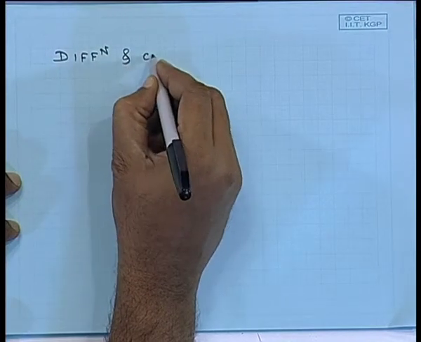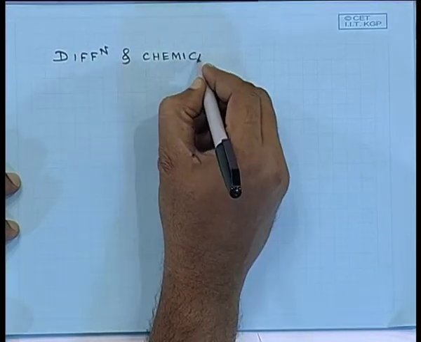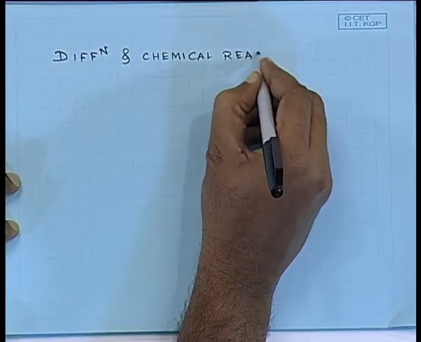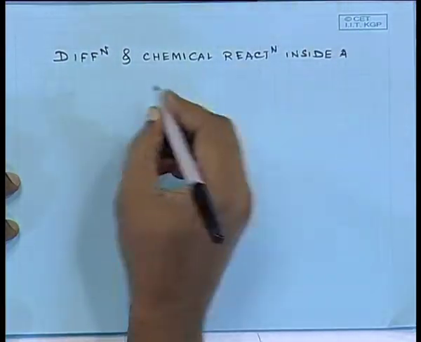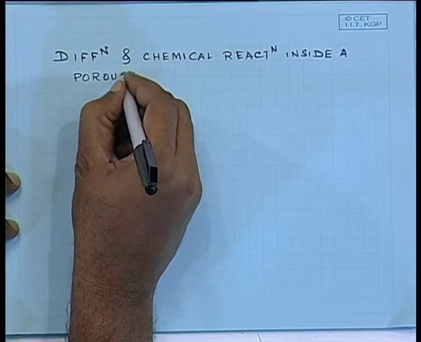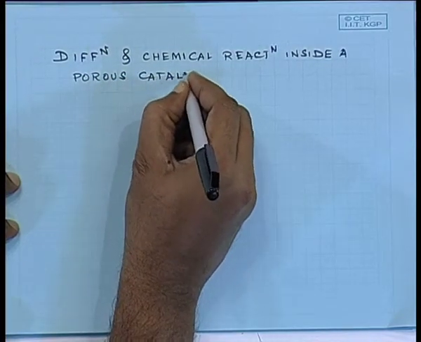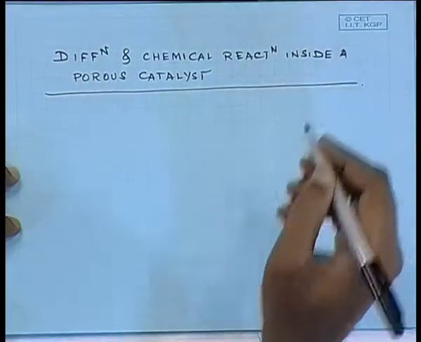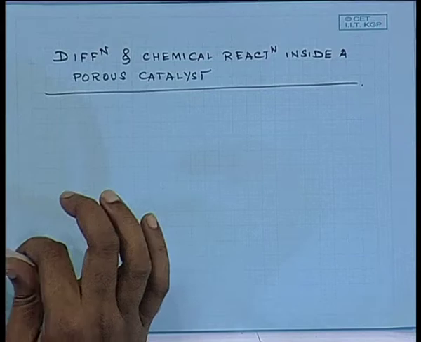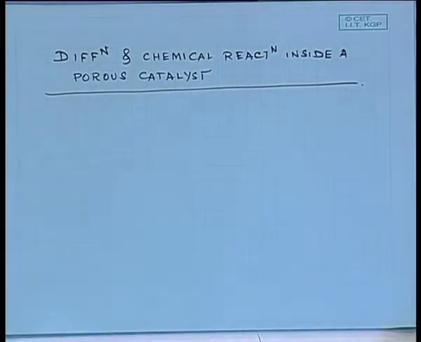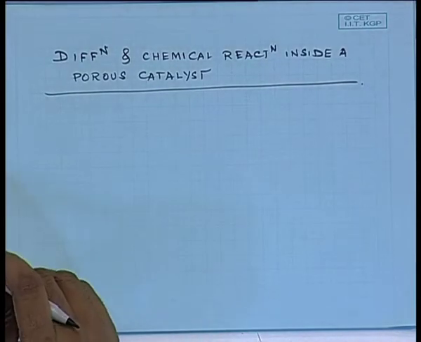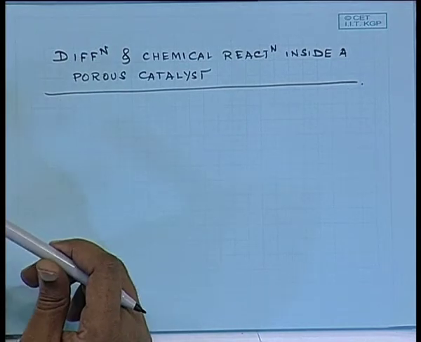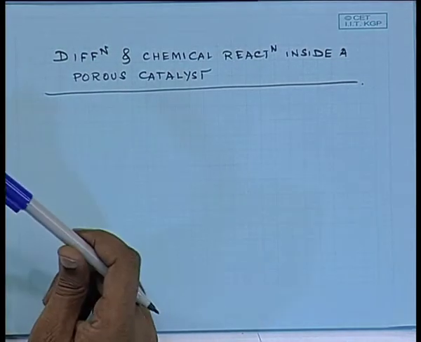It is diffusion and chemical reaction inside a porous catalyst. We all know how important catalysts are in chemical reactions, in the chemical industry and in so many other places. Everyone is trying to make the best catalyst possible. So, how do you quantify whether or not your catalyst is performing properly?